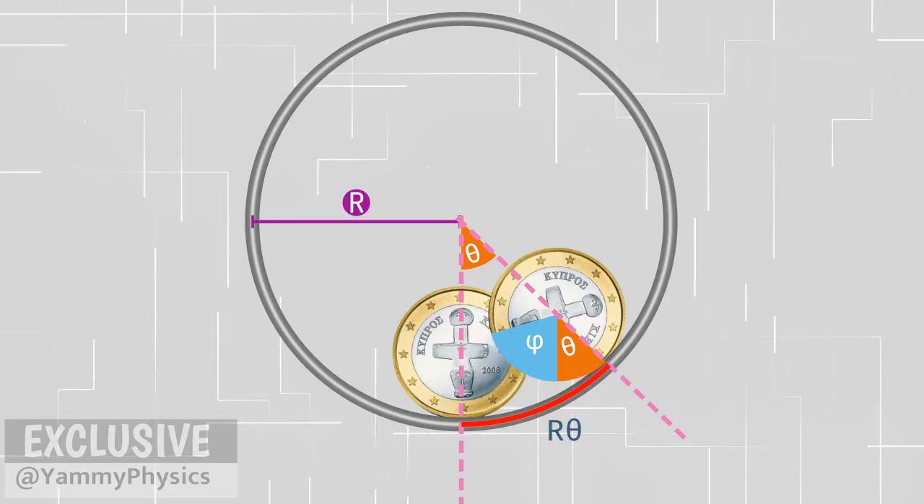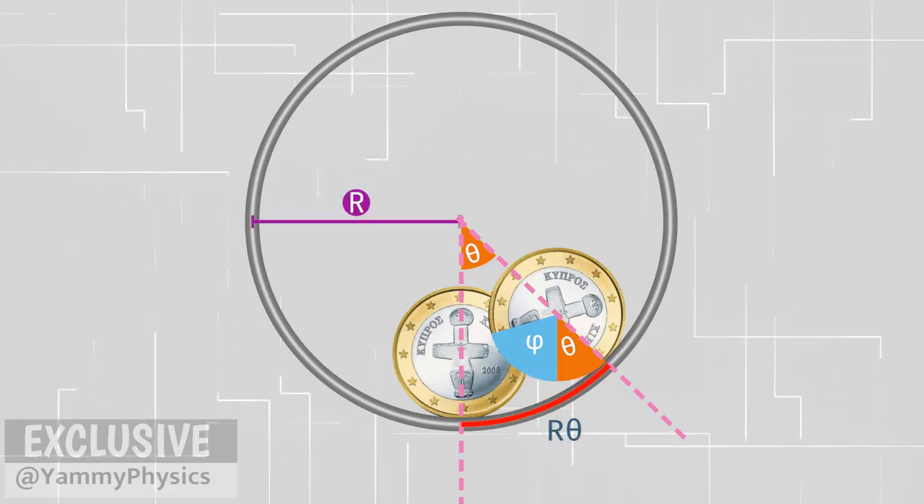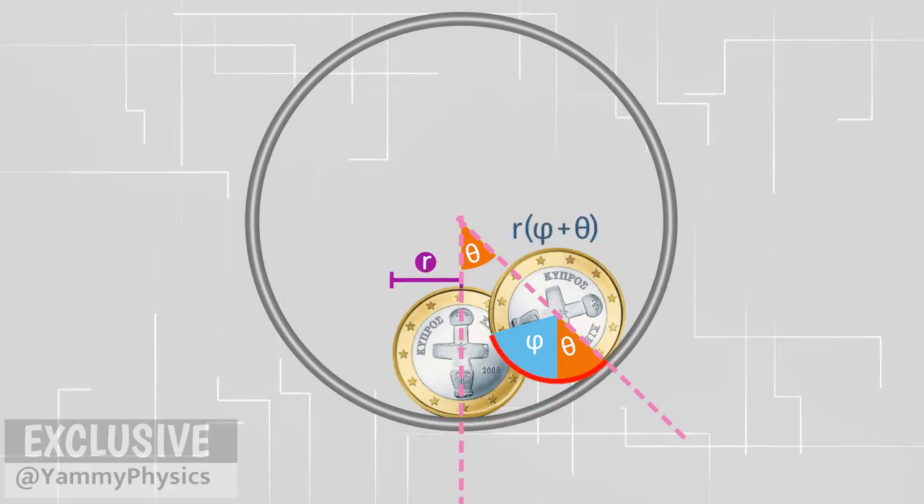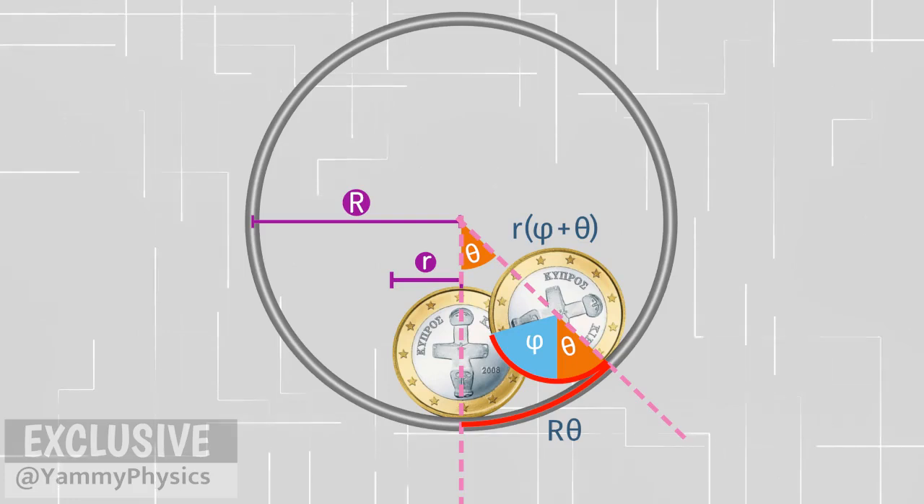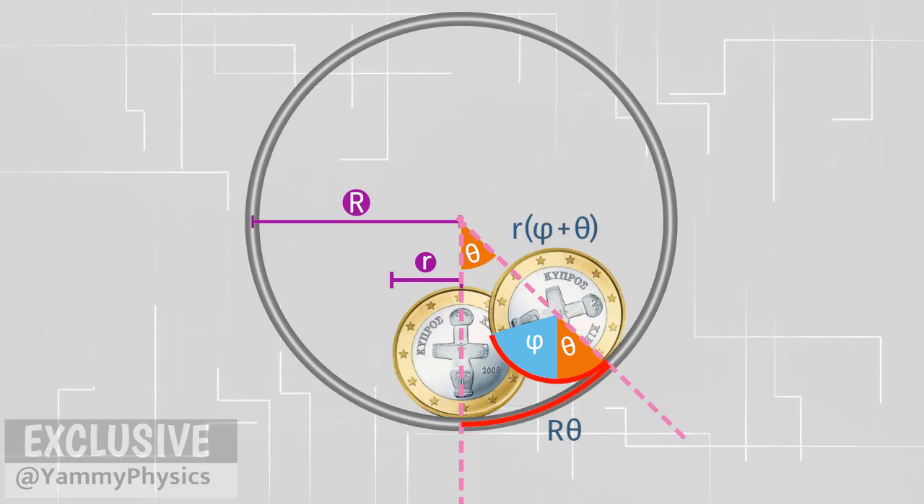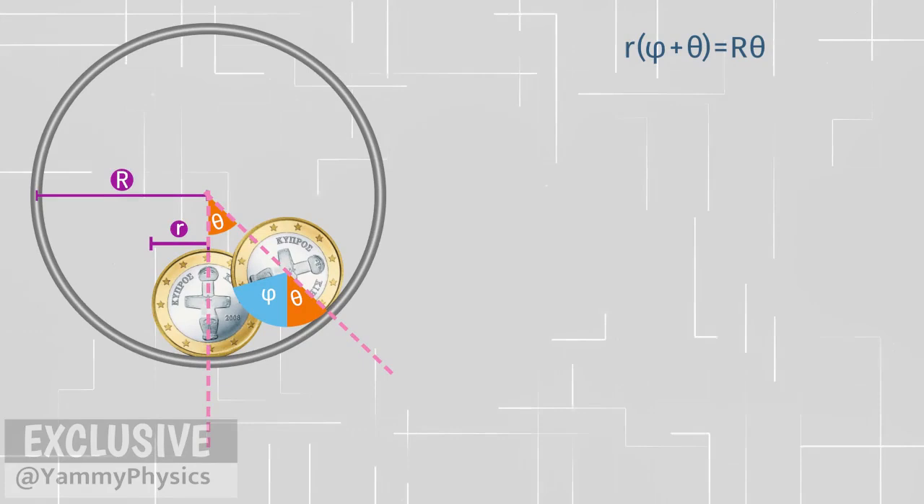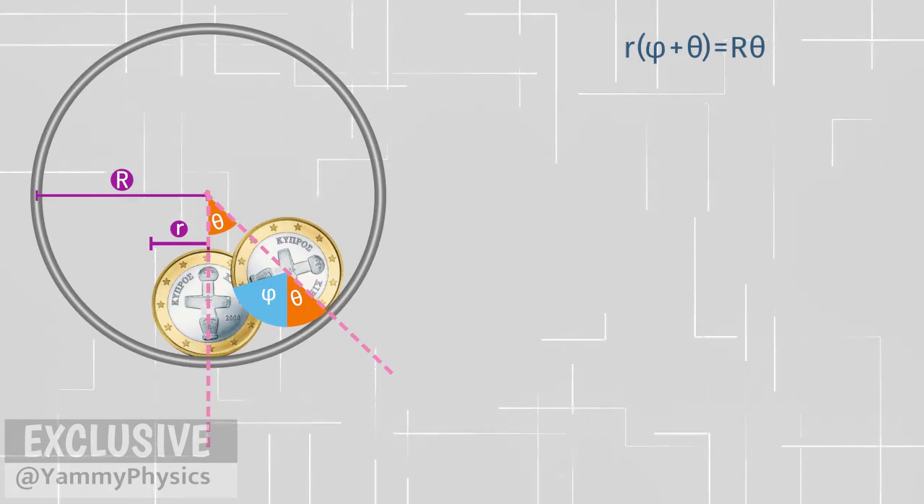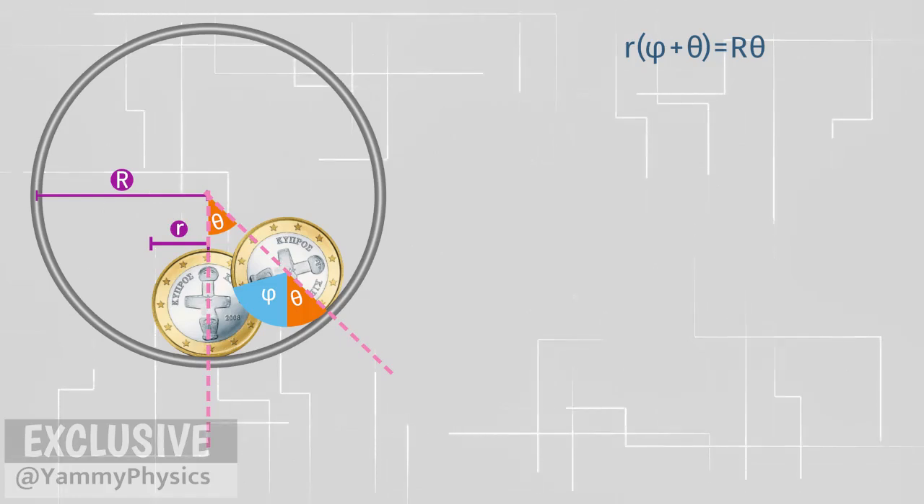The length of this arc is big R theta. The length of this arc is r, phi plus theta. So that the coin does not slip, r, phi plus theta is equal to big R theta. This is a non-slip requirement when viewed from the angular displacement.